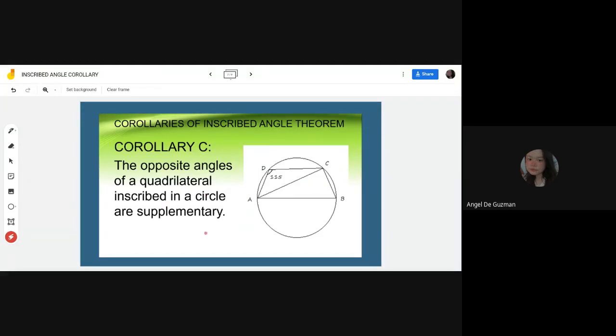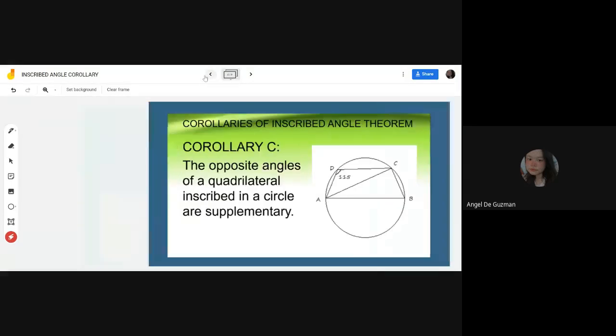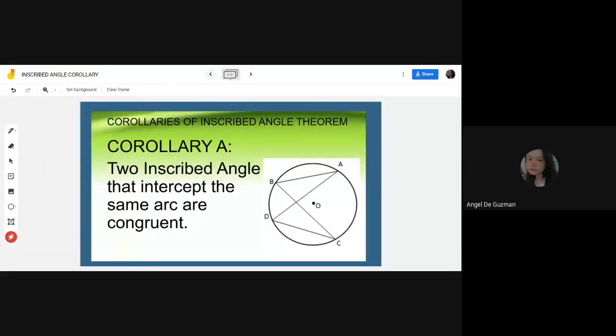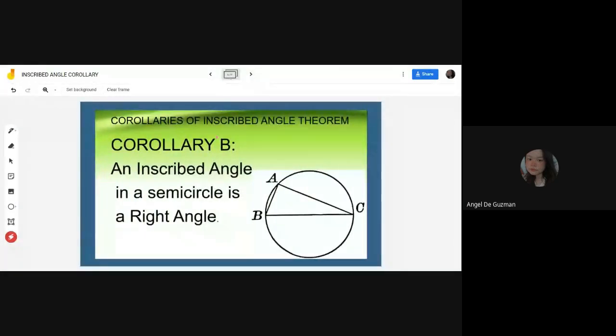So, therefore, we conclude that opposite angles of a quadrilateral inscribed in a circle are supplementary kasi nag-equal sila or ang sum nila ay katumbas ng 180 degrees. So, balikan natin. Corollary A, dalawang inscribed angle na nag-intercept sa isang arc ay congruent. Corollary B, inscribed angle sa semicircle ay right angle. And corollary C, opposite angles of a quadrilateral inscribed in a circle are supplementary or measures 180 degrees.